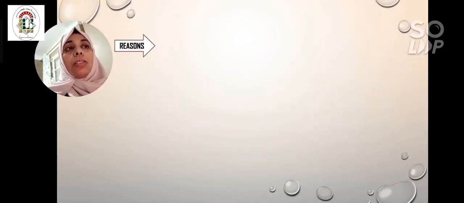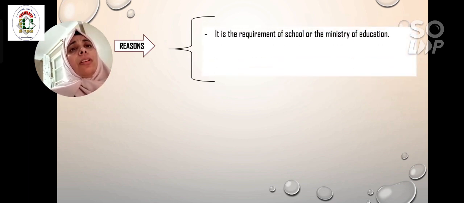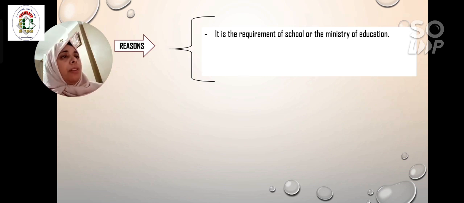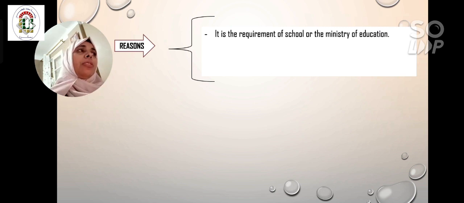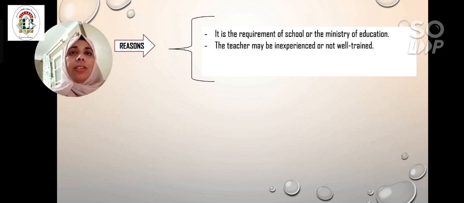Here we talk about the reasons why we make these three main steps. First of all, the reason is the requirements of the school or the Ministry of Education. So based on these requirements, we move to modify, to adapt in order to fit the students' needs. Also, the teacher may be inexperienced or not well trained. We need to manipulate, so we can implement the textbook or the course book, let's say, word by word, due to the fact that the teachers are not well trained. They don't have long experience in the teaching career.